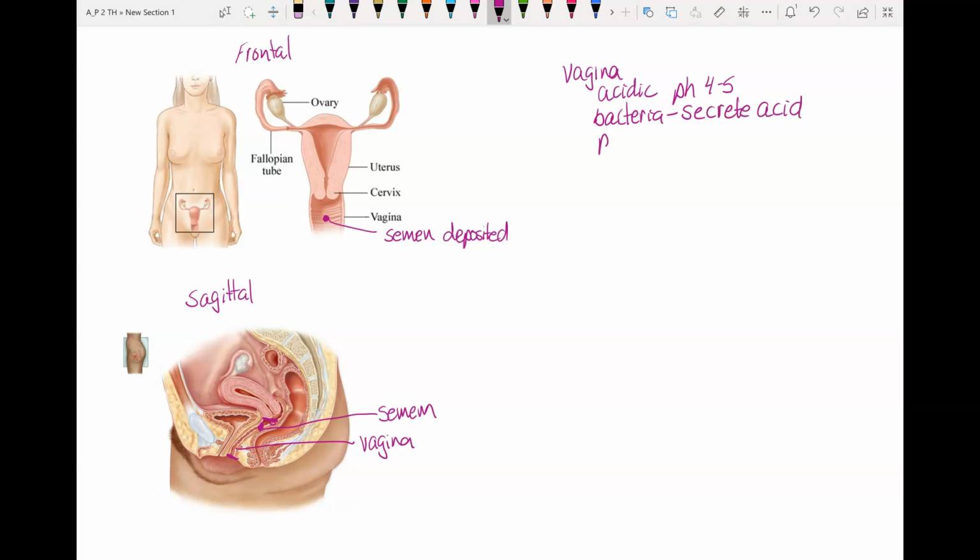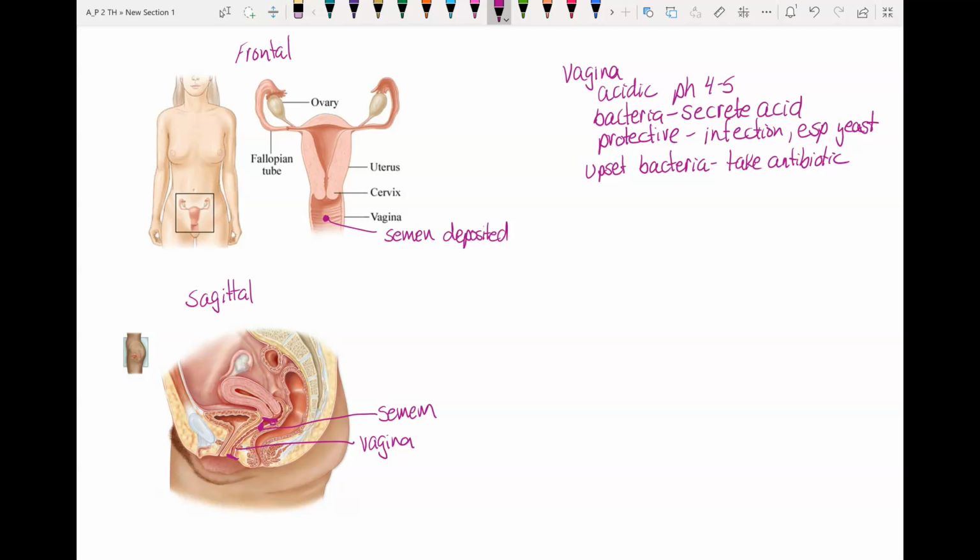And this acid is protective. It protects against infection, and especially yeast infection. And as long as you maintain these bacteria, they'll make the acid and they're protective. But there are things that would upset the bacteria, such as taking an antibiotic.